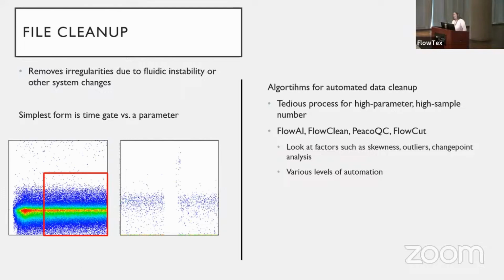If you imagine that you're doing a 40 parameter assay and you have 96 wells, it's going to take a lot of time to go through and manually do this. So check these out: FlowAI, FlowClean, this QC program, as well as this one using a peak method, and FlowCut. They use things such as the skewness of these individual parameters, whether there's outliers, does the mean change over time, et cetera. So if your flow rate is changing, your overall MFI is probably going to go up or down. And within these four programs, they have various levels of automation to do this sort of gating for you.